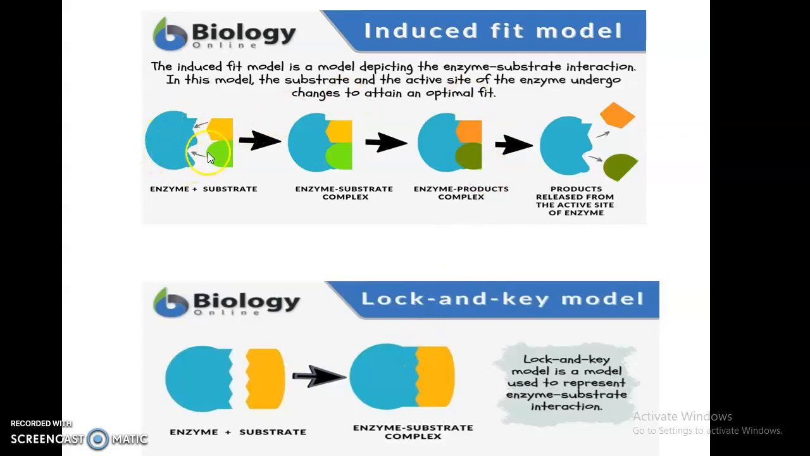Here is induced fit action. This is an enzyme and this is a substrate. When this substrate comes in contact with this enzyme, the process will begin. These are two different molecules, and after the process of enzyme catalysis, they will be converted into different molecules. When you look at this color and this color, which is different from this color, these are the products.